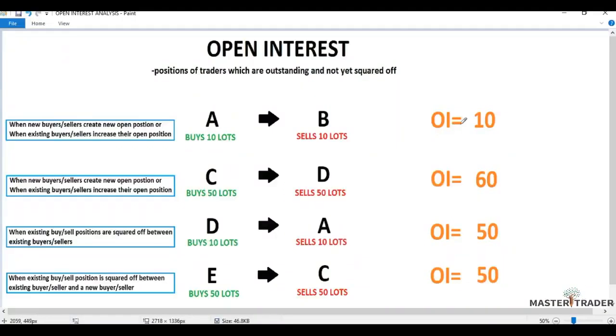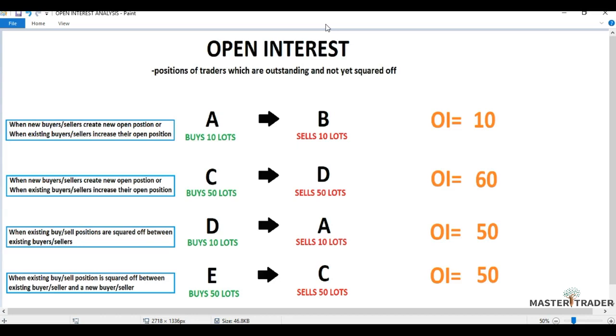Hey guys, so let's look at a very interesting topic known as open interest. So what is open interest and why do we use it? What is the importance of open interest? Open interest, as the name suggests, if you split the two, is simply the interest that is open in the market.